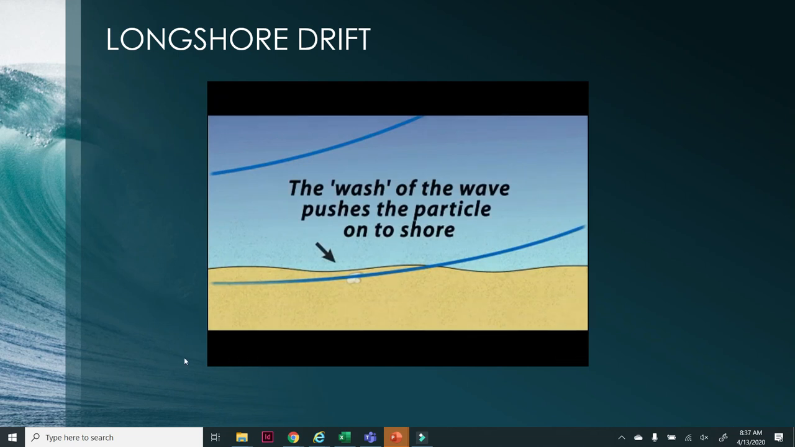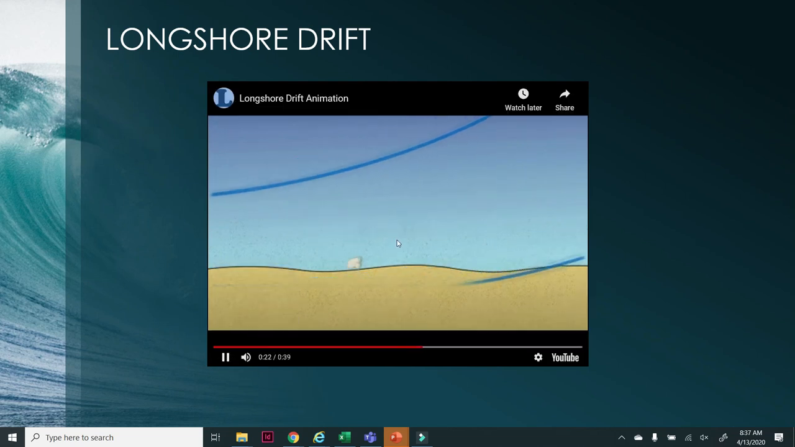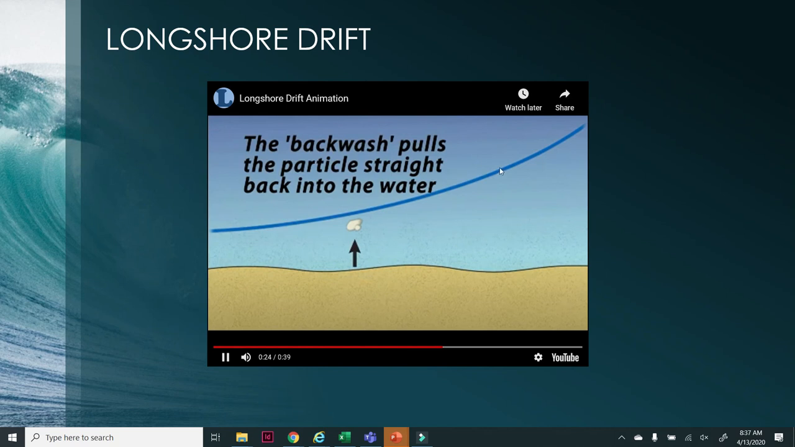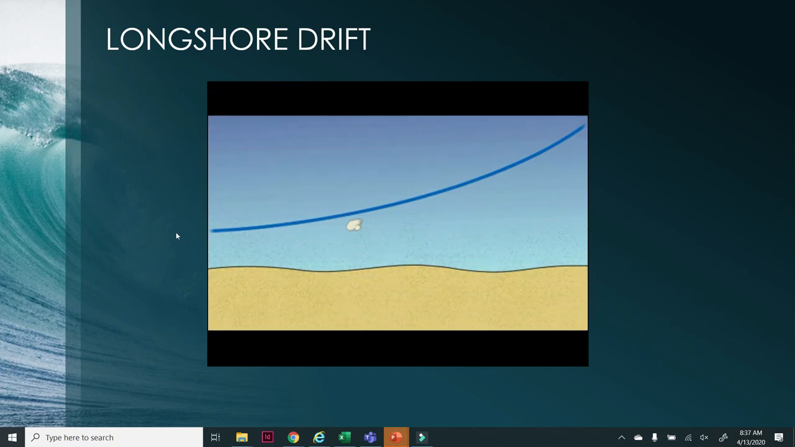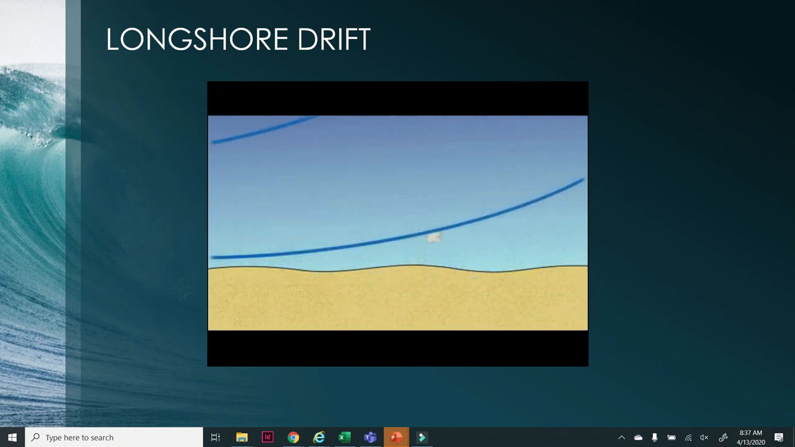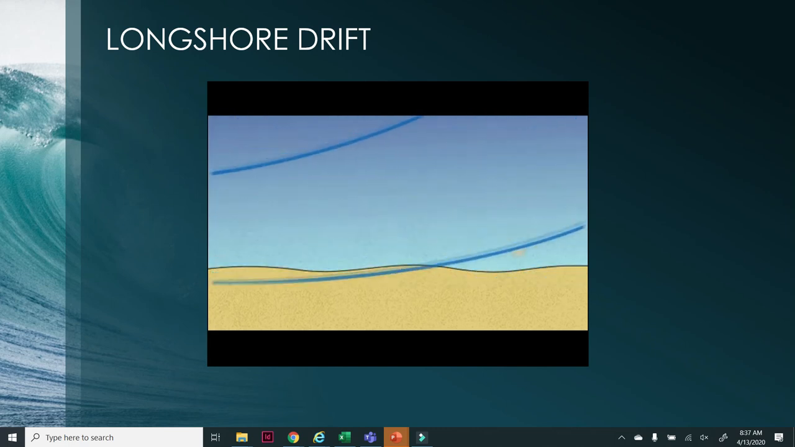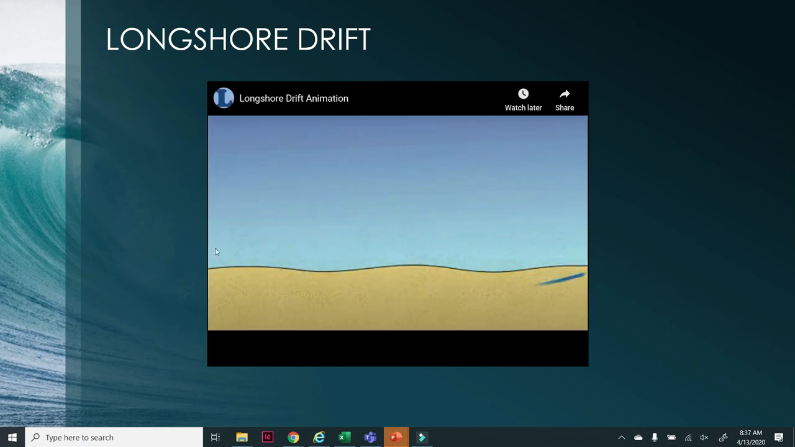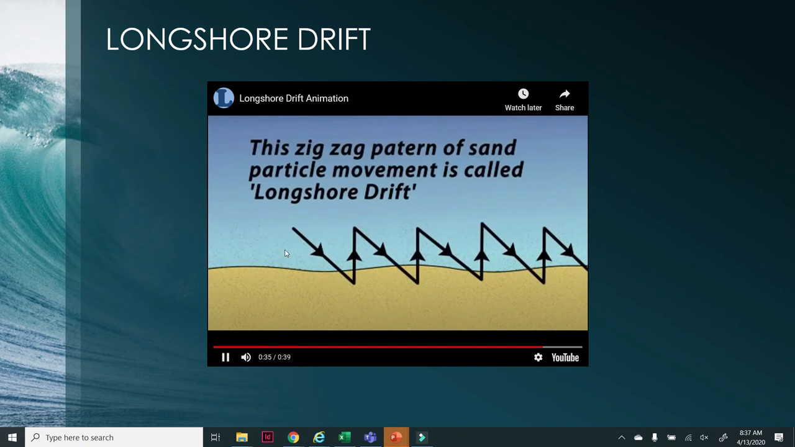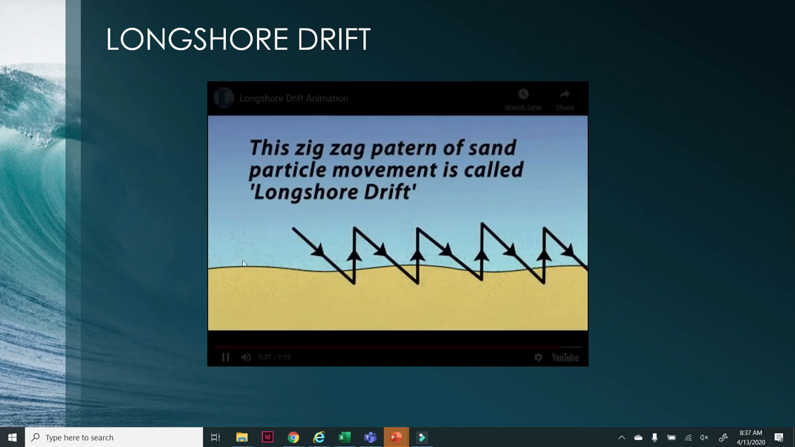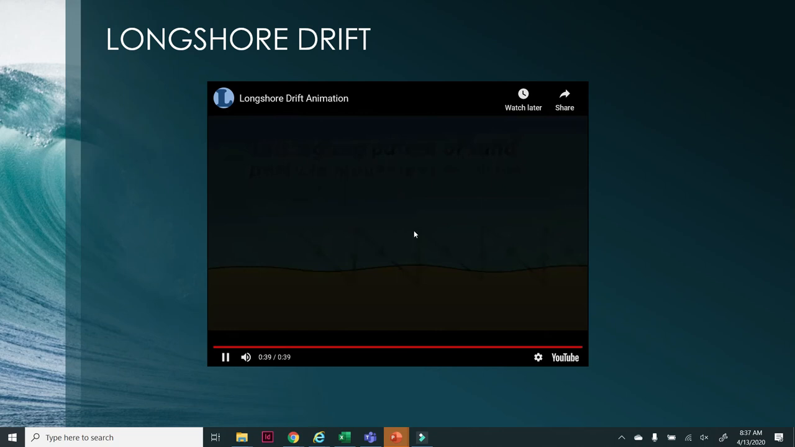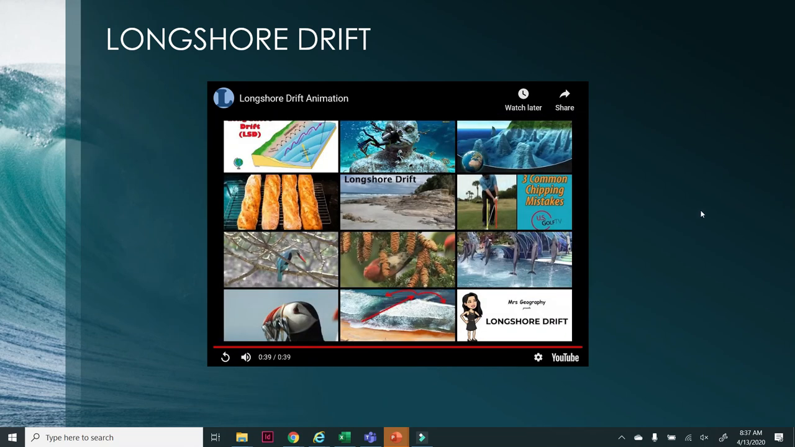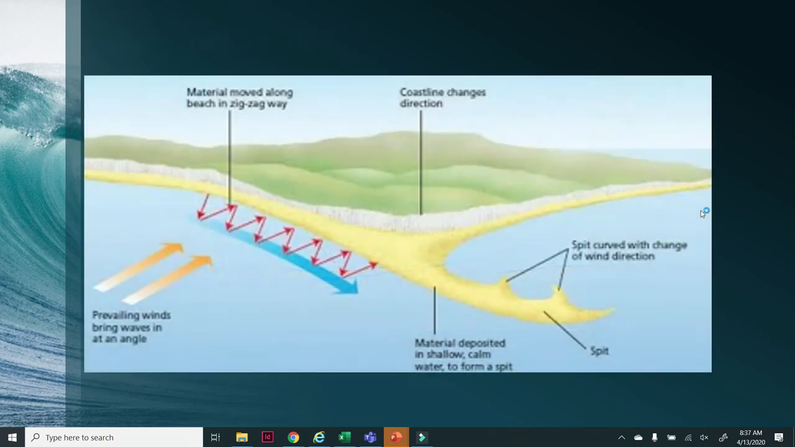Let's replay this from about here. One thing that I want you to notice is that these waves are refracting. They're bending as they get closer to the beach, so they're breaking almost perpendicular. And I also want you to notice that the direction of the longshore drift here, of that piece of sand, is going in the direction that they are bending, okay? So this longshore drift, this zigzag, is pretty typical. And longshore drift is an important force in how sandy beaches change.